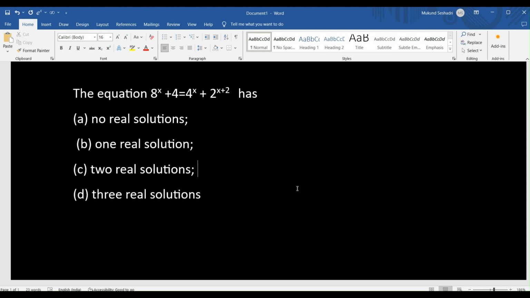The equation 8 to the power x plus 4 equals 4 to the power x plus 2 to the power x plus 2 has, and you've been asked to choose one of the four answers: no real solution, or does it have one, or two, or three real solutions? Let's go about solving this problem.